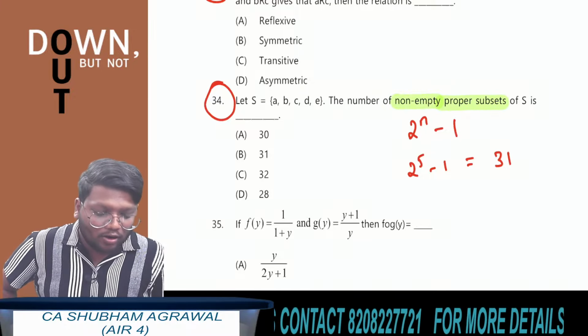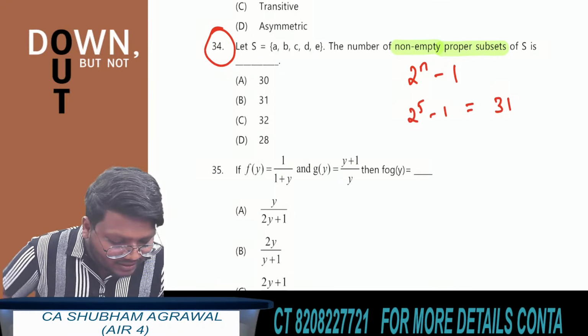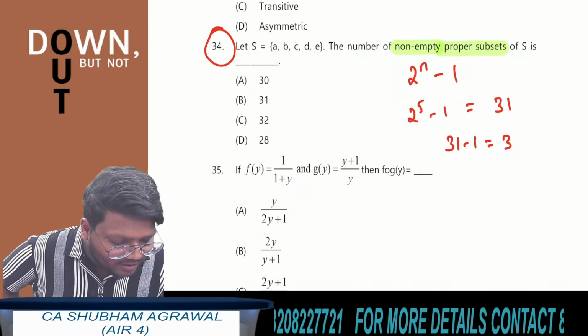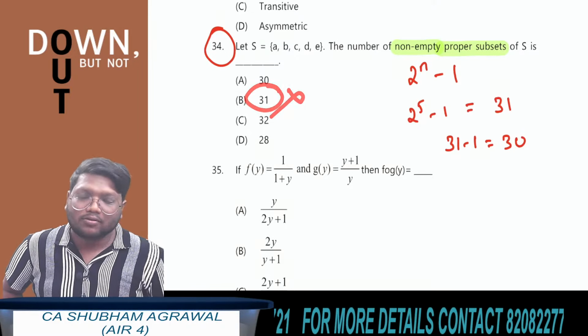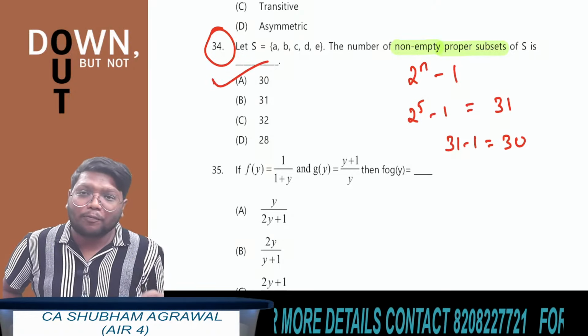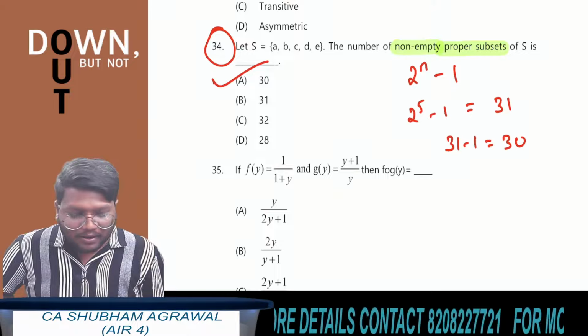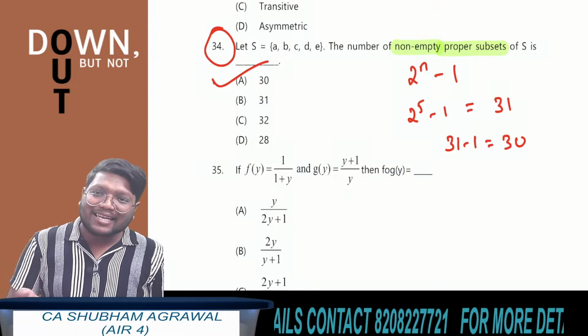It means you cannot consider the null set as a subset here. So again, you have to exclude 1. So 31 minus 1 is 30. If you are choosing 31 as the answer, this is wrong. The correct answer is 30. If they would have asked just the number of proper subsets, then the answer is 31. But here they have asked the number of non-empty proper subsets, so you have to exclude the null set.